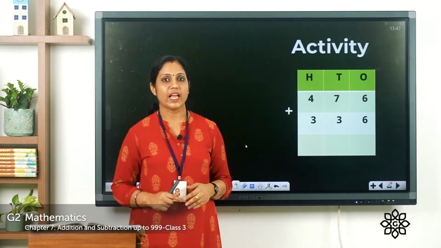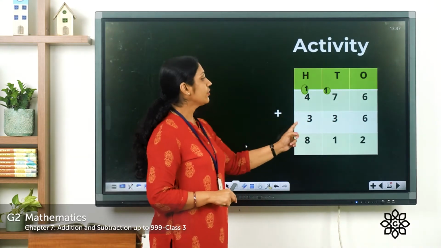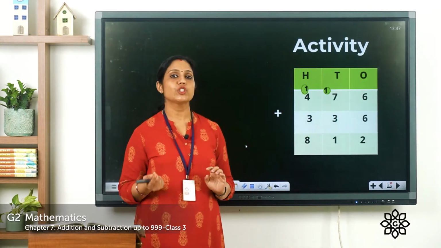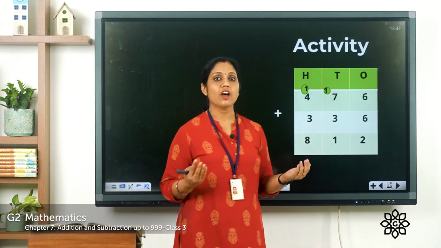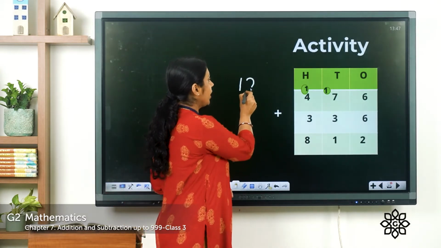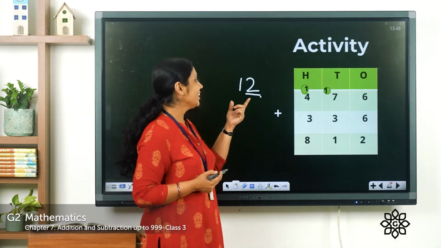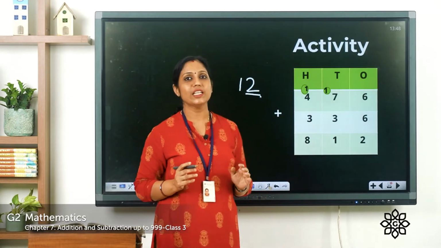Now let's check our answer. We have 476 plus 336. So which numbers are there in the ones position? We have 6 plus 6. And how much is 6 plus 6? It is 12. So what do we do? When we get the number 12, we have to write the 2 in the ones place and 1 will carry over to the tens place.